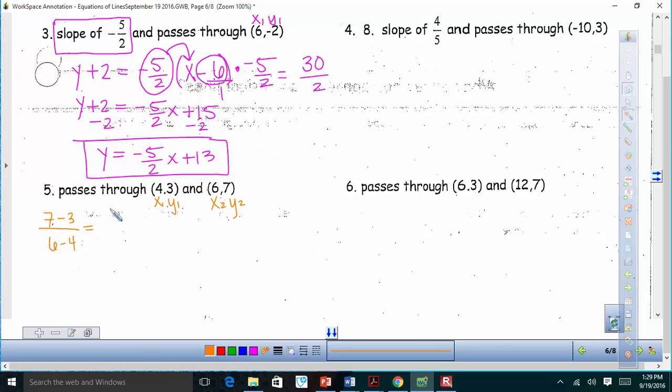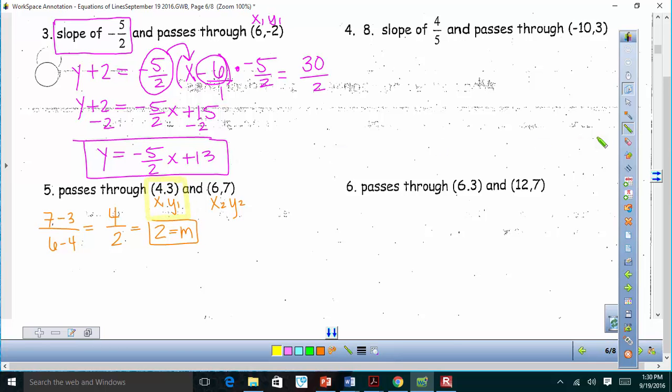7 minus 3 is 4, and 6 minus 4 is 2. What is 4 divided by 2? 2. So our slope is actually 2. Now, if I'm plugging into point slope form, which set of points up here would I use? The first ones? Very good.